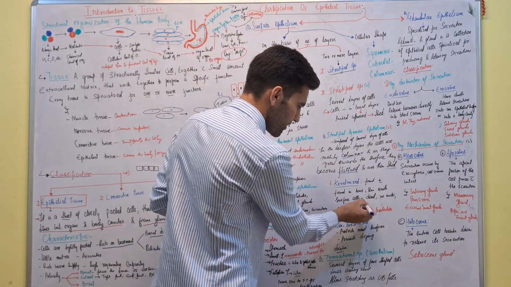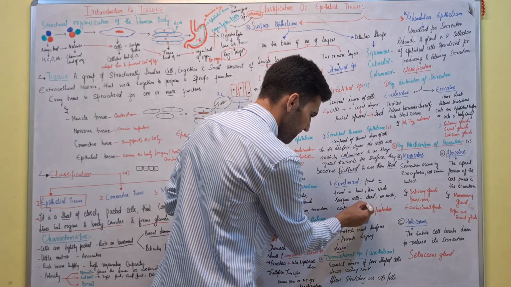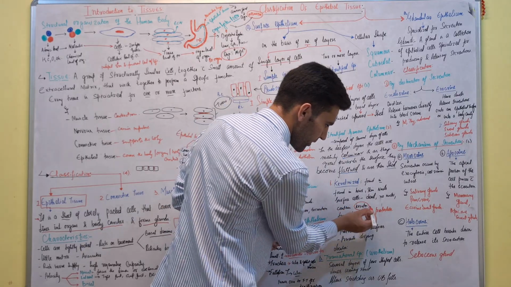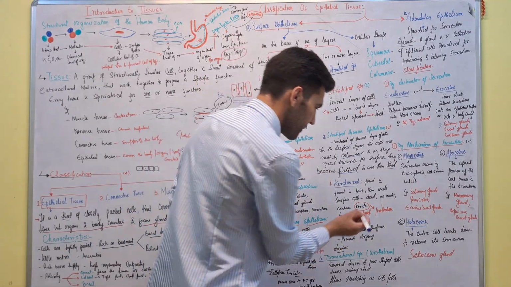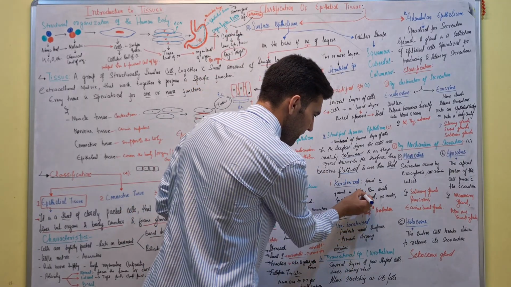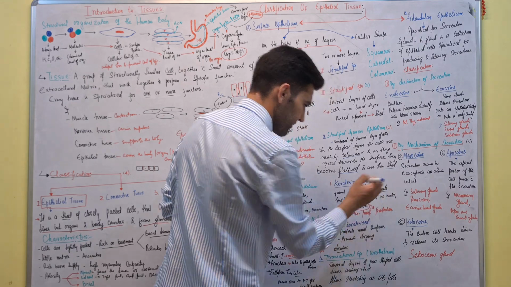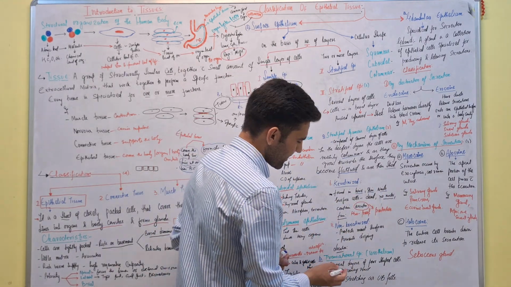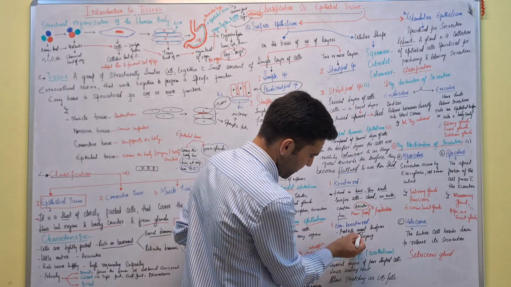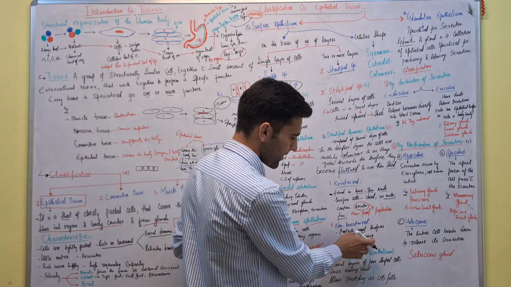Keratinized cells contain a special protein called keratin, and this keratin provides waterproof protection. So where is it located? It is located in the hair, skin and nails. Coming to the other type, non-keratinized: it protects the moist surfaces and prevents drying.